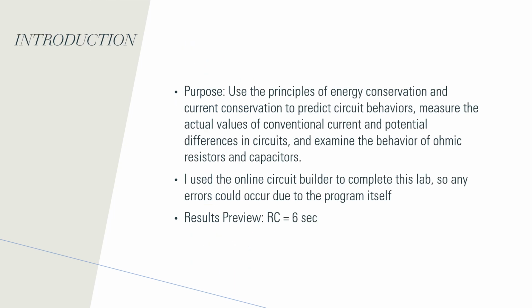The purpose of this lab is to use the principles of energy conservation and current conservation to predict circuit behaviors, measure the actual value of conventional current and the potential differences, and examine the behavior of the ohmic resistors and capacitors. I used the online circuit builder to complete this lab, so any errors could be due to the program itself. Finally, a preview of my results. I found the RC value to be approximately 6 seconds.